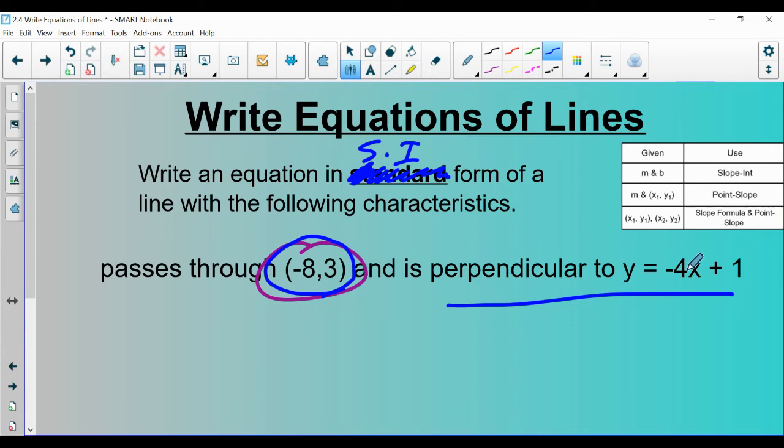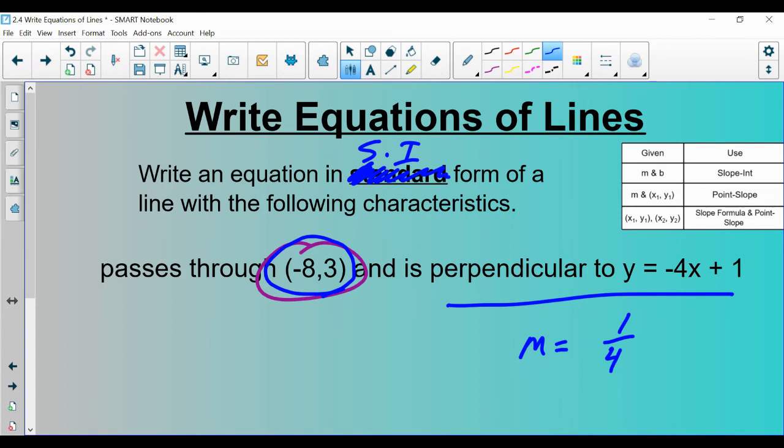So if you know that it's perpendicular to this line, you have to make it a reciprocal, which would be negative 1/4. But then one should be positive and one should be negative. So since this one's already negative, our perpendicular slope is going to be 1/4. So what you have to do is flip the fraction and then change the sign: if it was negative before, our new one will be positive, and vice versa. So our slope is 1/4.